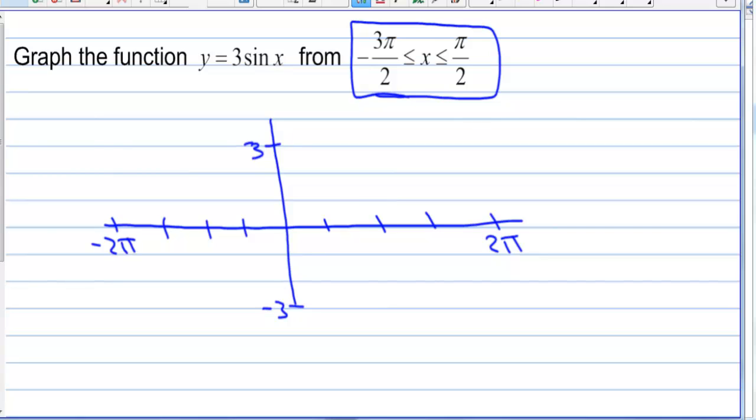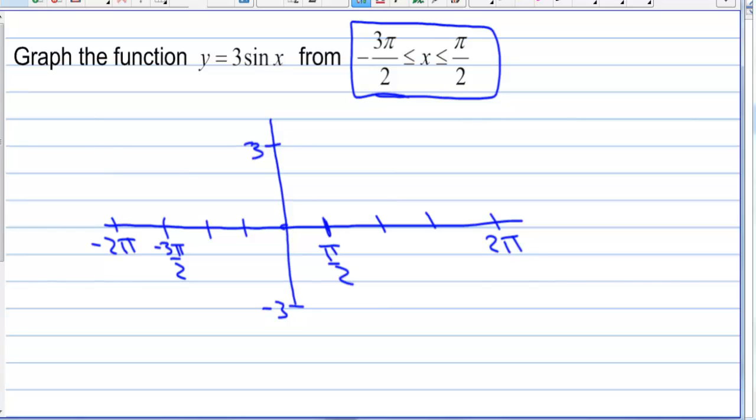Negative 2 pi. The reason I'm showing you this today is if you graph it farther than what you are told to, I will take points off. I just want you to know how I'm going to grade it. So don't go farther than what you've been told to do. So this is negative 3 pi over 2 right there, and this mark right here is pi over 2. But otherwise, you graph it the exact same way.